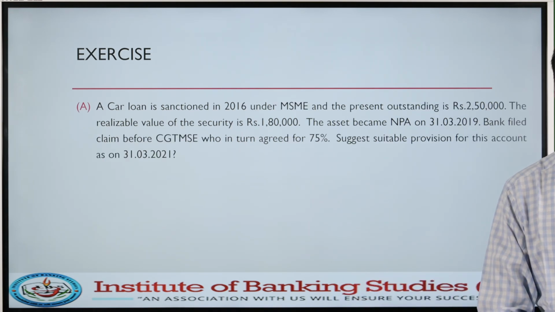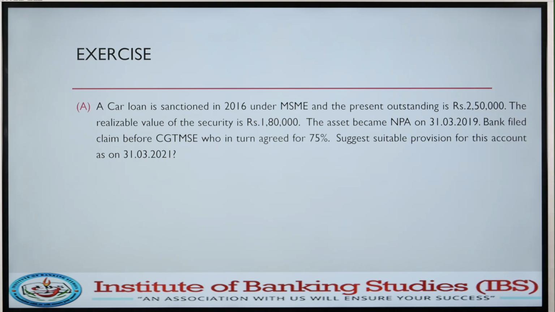See this another exercise where there is a coverage of CGTMSE. A car loan is sanctioned in 2016 under MSME and the present outstanding is 2,50,000. The realizable value of security is 1,80,000. The asset became NPA on 31st of March 2019. The bank filed a claim before CGTMSE, which in turn agreed for 75%. Suggest suitable provision for this account as on 31st of March 2021.